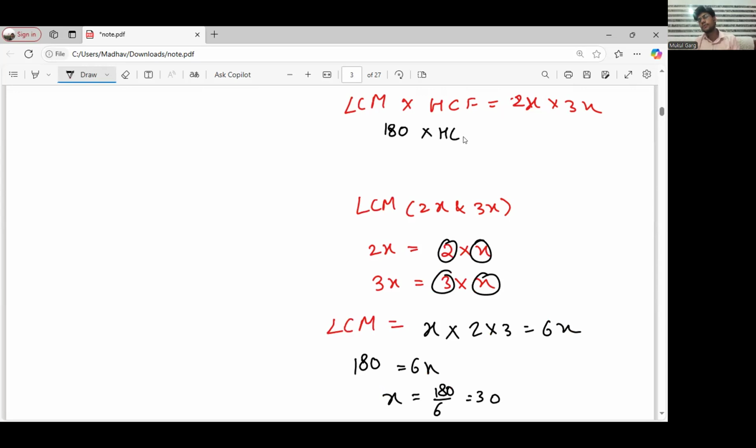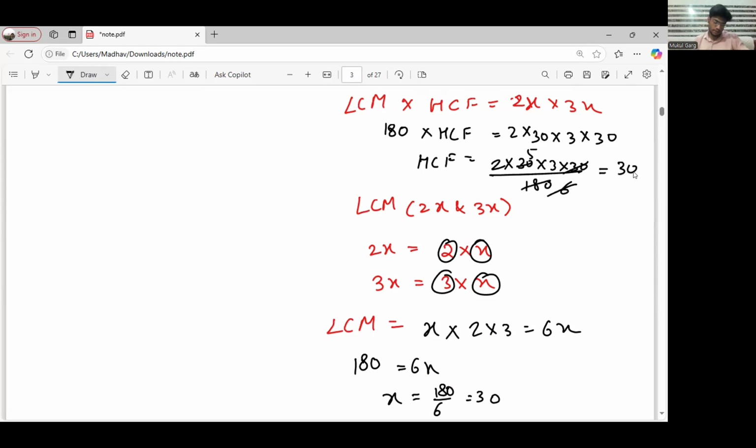Now let's find the HCF. 180 into HCF equals 2 into x, 3 into x, with x equal to 30. So 2 into 30 into 3 into 30. Let's solve for HCF: HCF is going to be 2 into 30 into 3 into 30 divided by 180. HCF comes out to be 30.